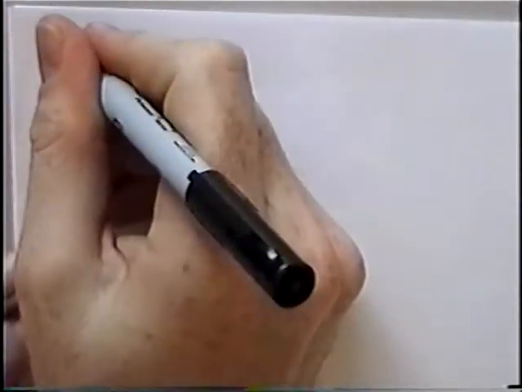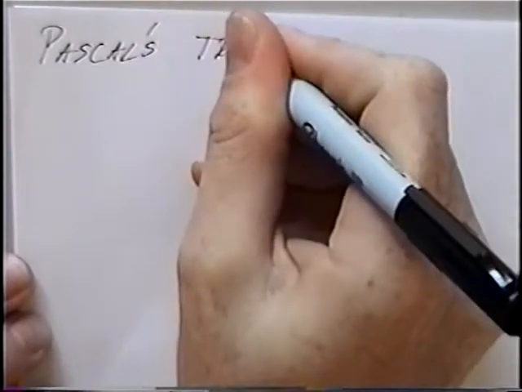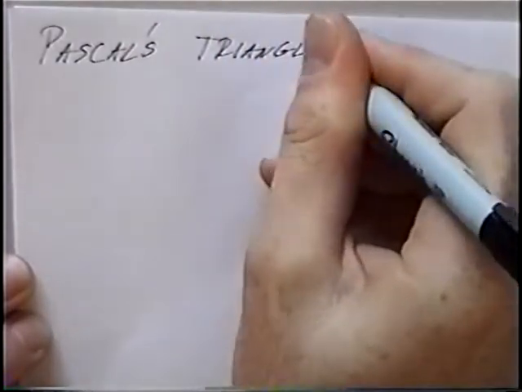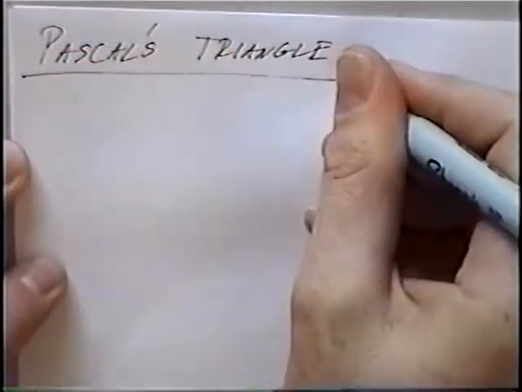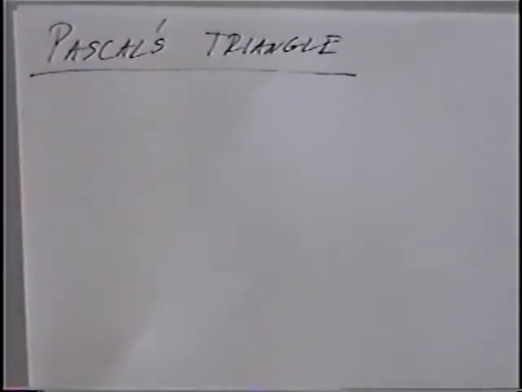Next section that we'll look at is titled Pascal's Triangle. Pascal's triangle is a definition or table that we'll use to solve problems in the next section.